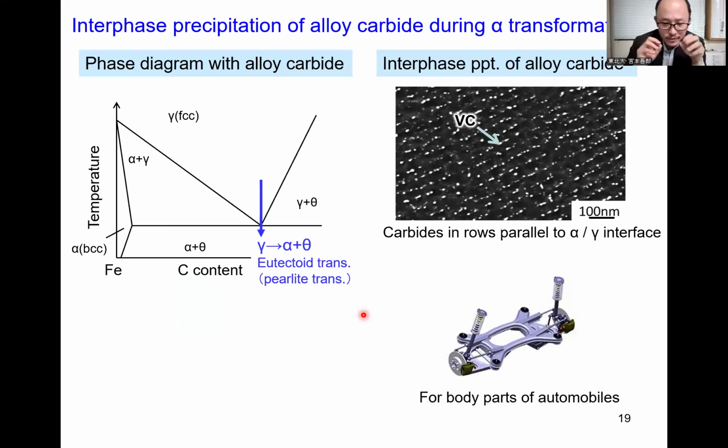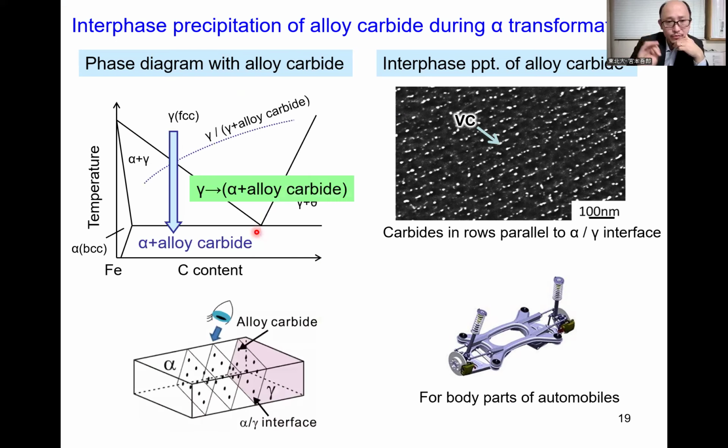So quite similar phenomena occur in the case of alloy carbide precipitation. In normal eutectoid transformation in steel, we get pearlite transformation. But when we add an alloy carbide forming element, such as titanium, vanadium, or niobium, the austenite transforms into alpha plus alloy carbide. So this is another type of eutectoid transformation. And in this case, alloy carbide is nucleated at the alpha gamma interface repeatedly. So then eventually, such a very peculiar alloy carbide distribution appears.